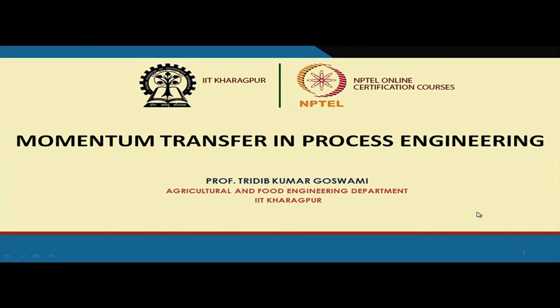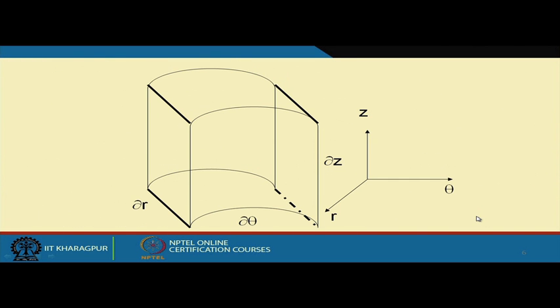You remember that in the last class we were working with the Cartesian coordinates, that is x, y, z. This time we will be doing it with the cylindrical coordinates, that is r, theta, z. So let us look into it.